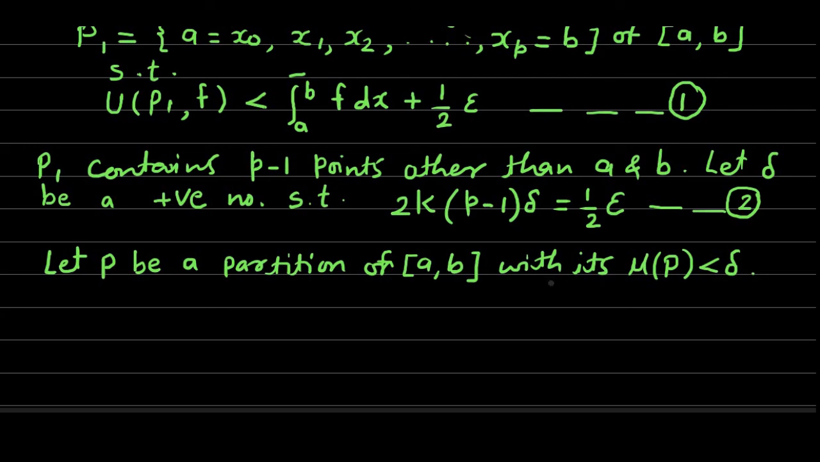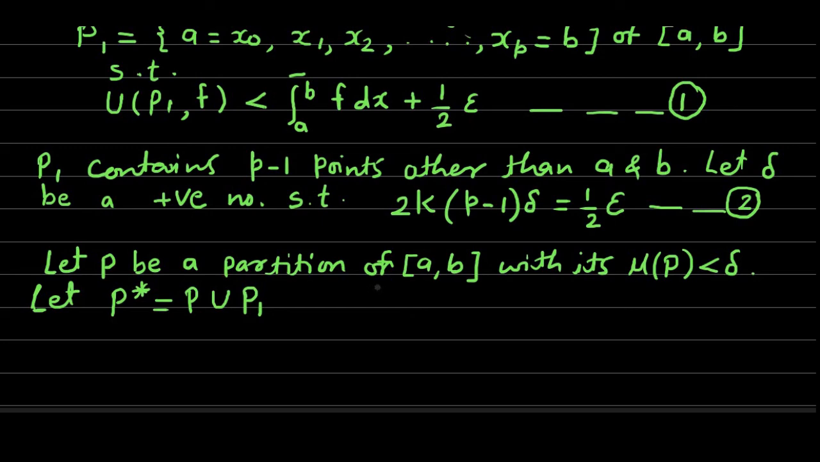Okay, then obviously if P is a partition of the closed interval a to b, then whatever the number of points P will contain, out of those 2 points are fixed. One is A and the other is B. Now let us consider a common refinement of P and P1. Let P star be a refinement of P as well as P1. So let P star equal to P union P1.